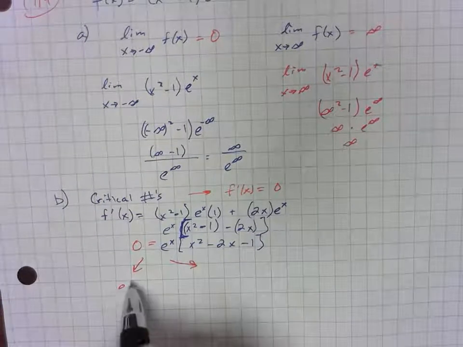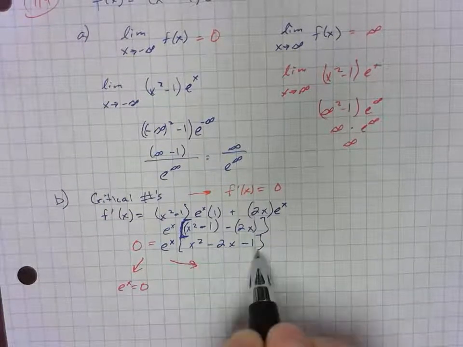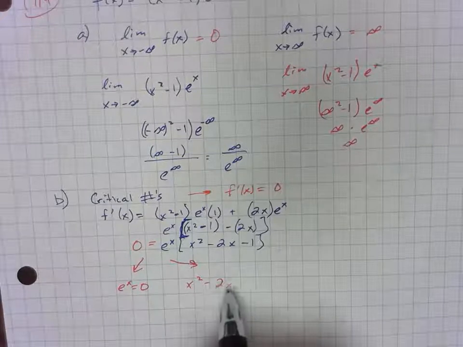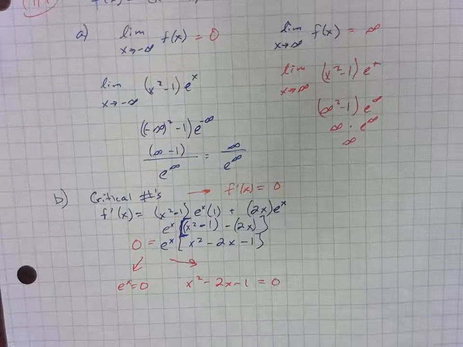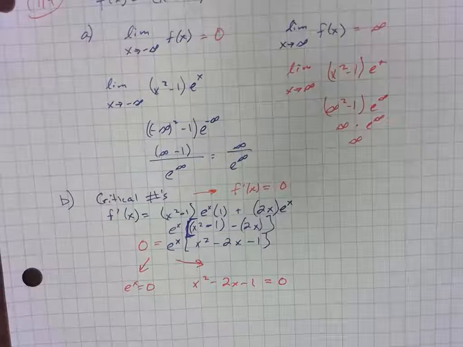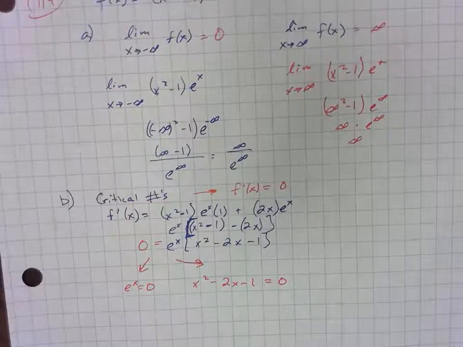We have e to the x is equal to 0, and then we have this factor, x squared minus 2x minus 1 is equal to 0. Solve each of those equations to find the critical values. Okay, when will e to the x equal 0?